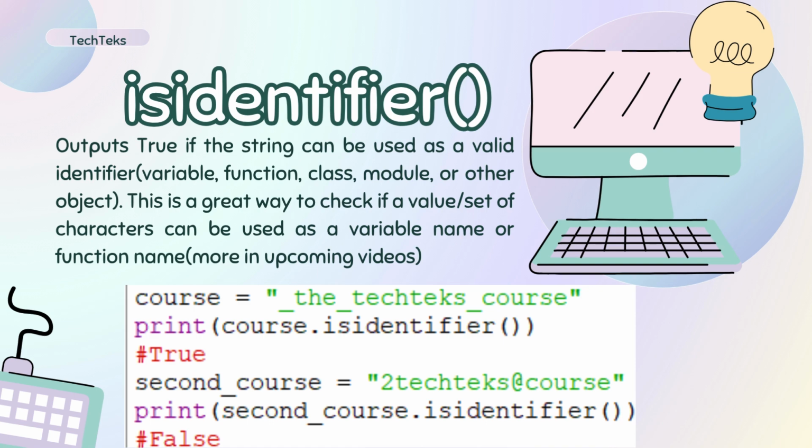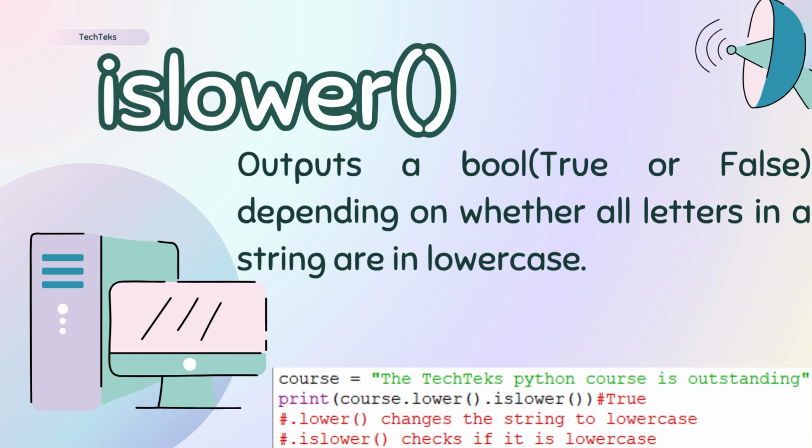Now let's say we've got course equals _the_techteks_course. That is a valid variable name, that is a valid function name. So course.isidentifier will give us true. But let's create another variable called second_course, and let's start this one with a number. Let's say 2techteks_course. Now, when we start with a number, it's not allowed, it's not valid, it can't be used as an identifier, so we get false.